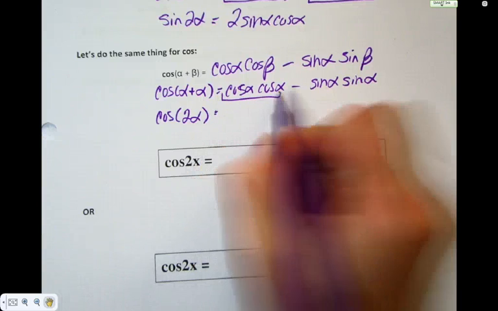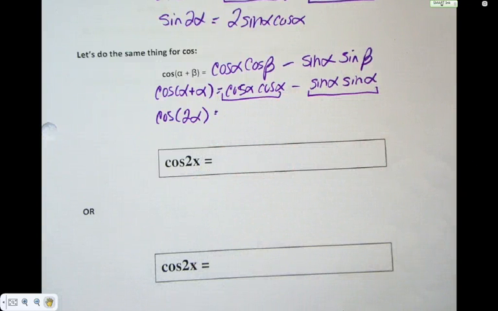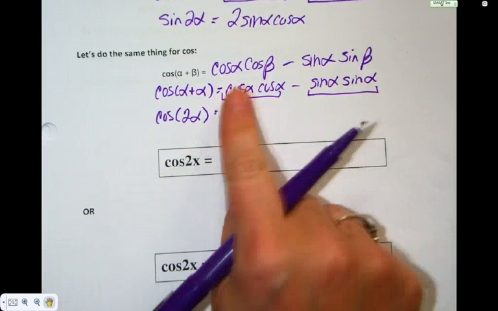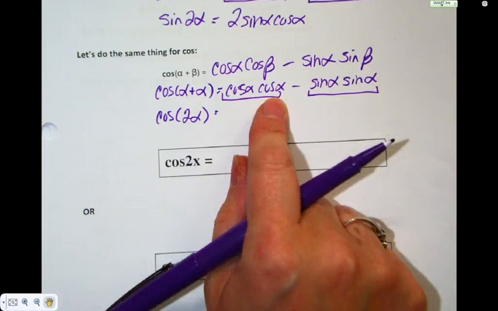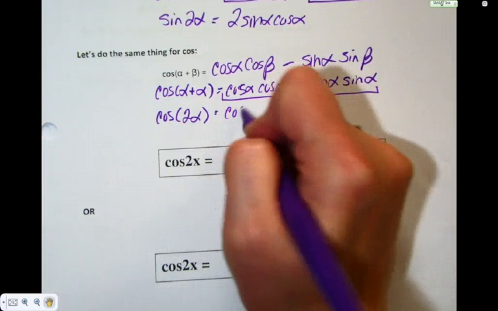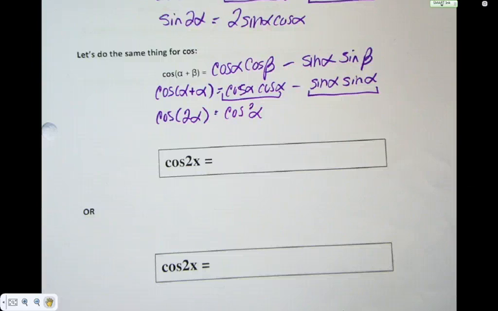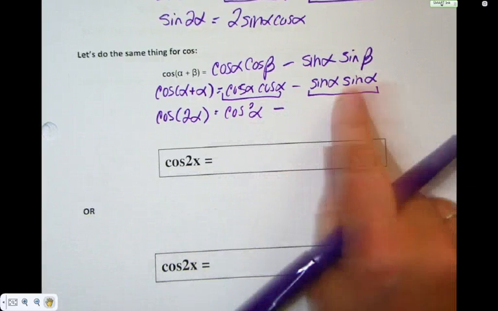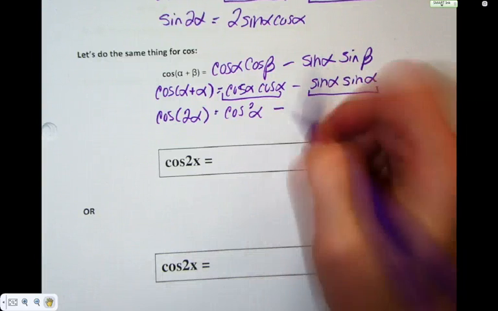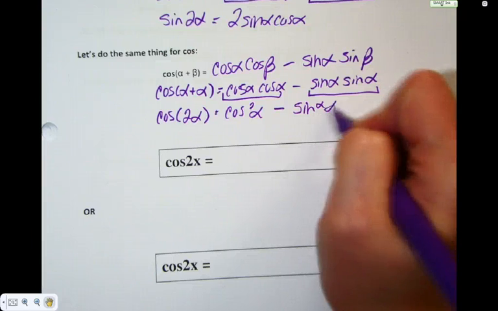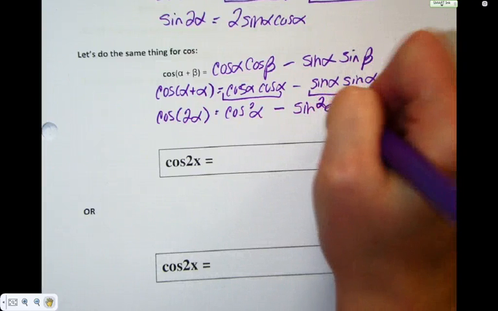This is a multiplication, and this is a multiplication, and we have a subtraction in between. What do we do first? Multiply. So what's cos times cos? I don't care if it's alpha, x, theta. What's a cos times cos? Cos squared, so this is going to be cos squared alpha. And the second multiplication is a sine times sine. That becomes sine squared alpha.